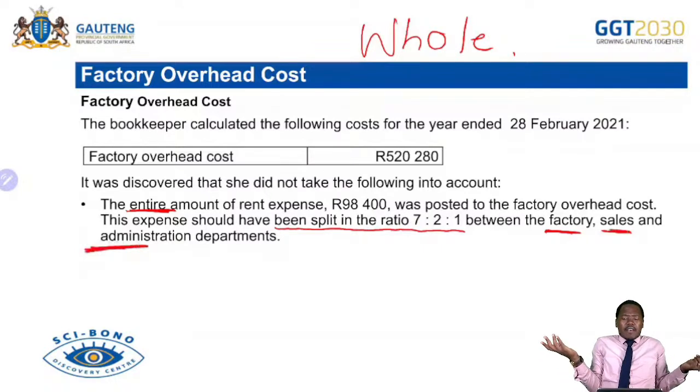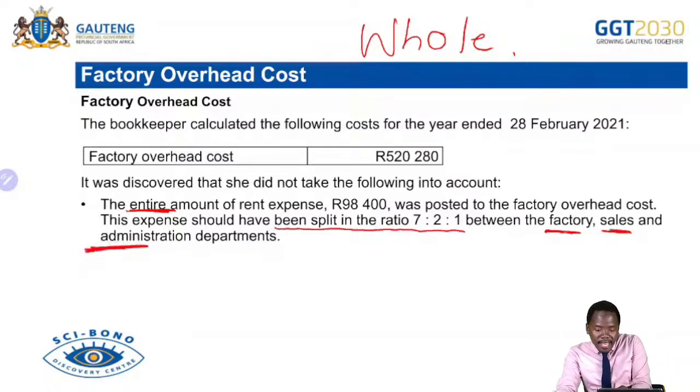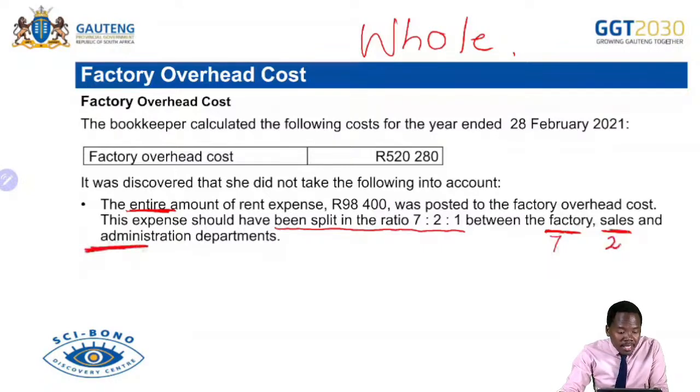How do I know that 7 is for what? I will observe what comes first. The department that comes first is what? It is factory, meaning 7 is for factory. What comes after is 2, meaning 2 goes to my sales. What comes after that is admin. Now, admin should be 1. Got that, grade 12s? I hope we are fine.